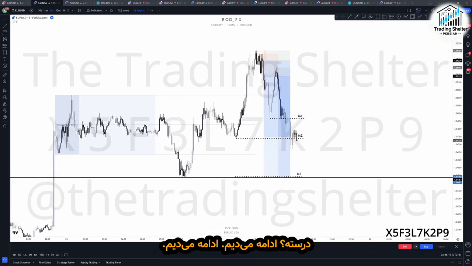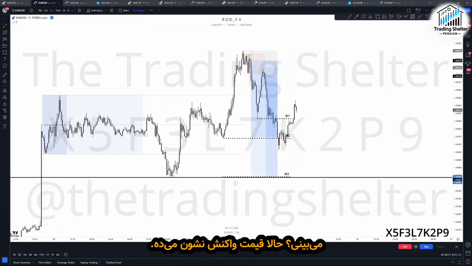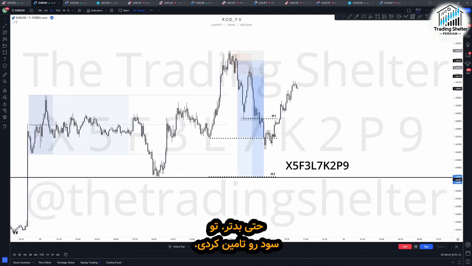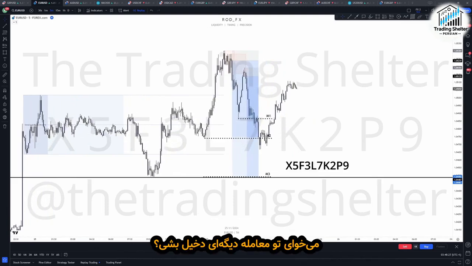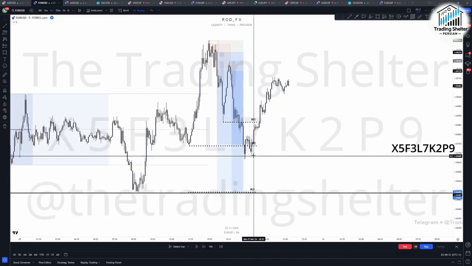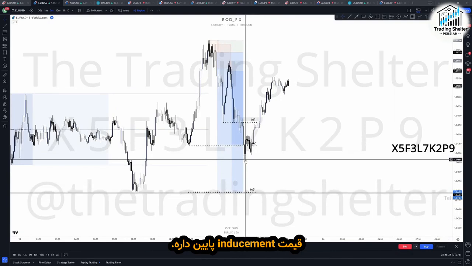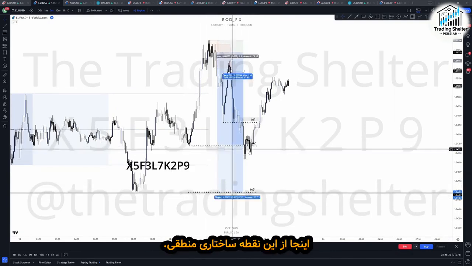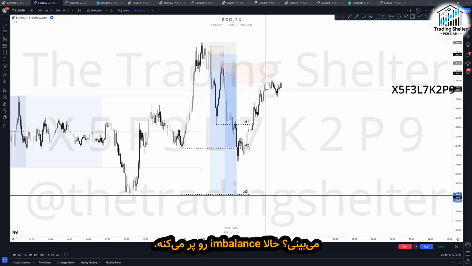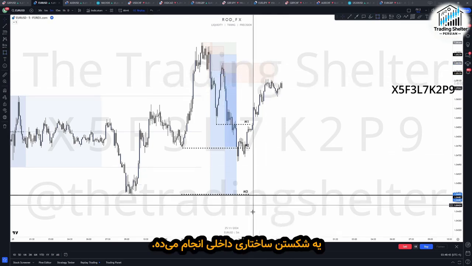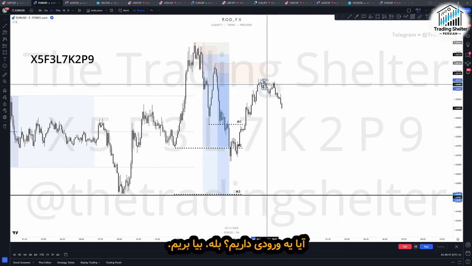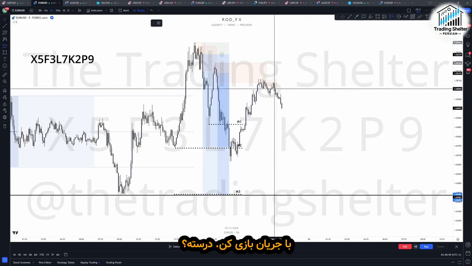We continue. See, now price is reacting even worse. You secure the profit. You don't care. Do you want to be involved in another trade? Why not? Okay. Price has an inducement low here of this logical structural point. See, now it fills the imbalance. It comes back. It does an internal break of structure. Do we have an entry? Yes. Let's go. Play with the flow, right?